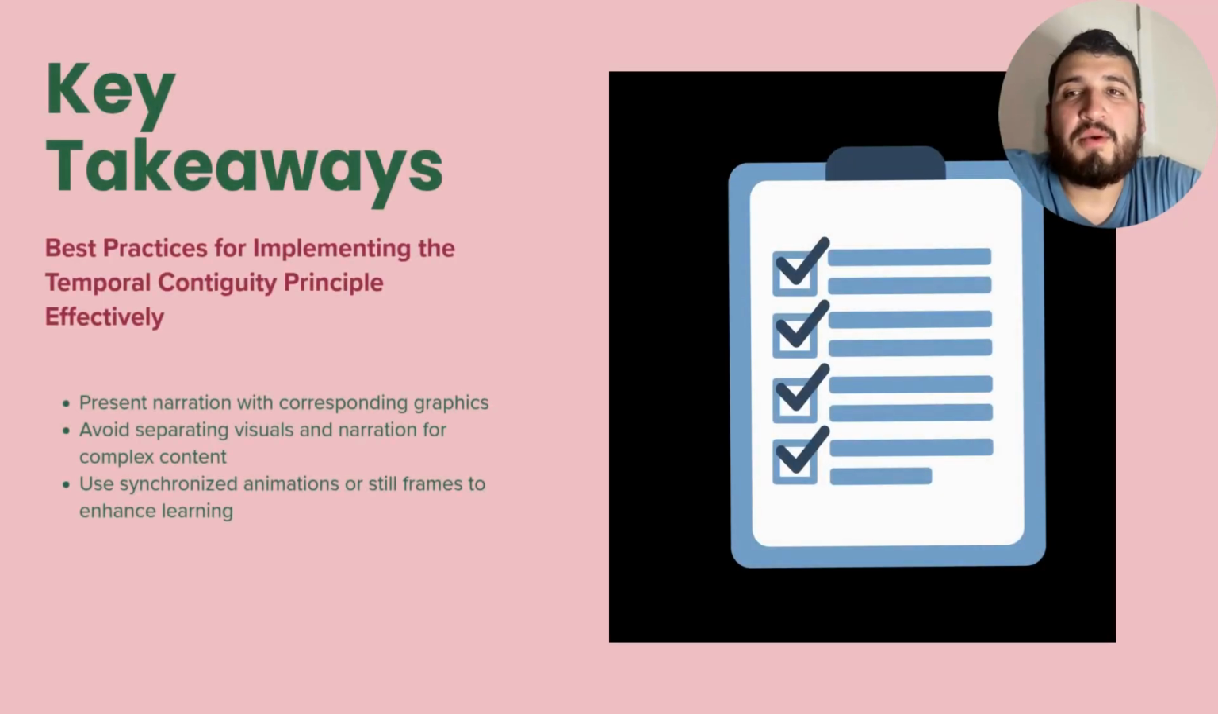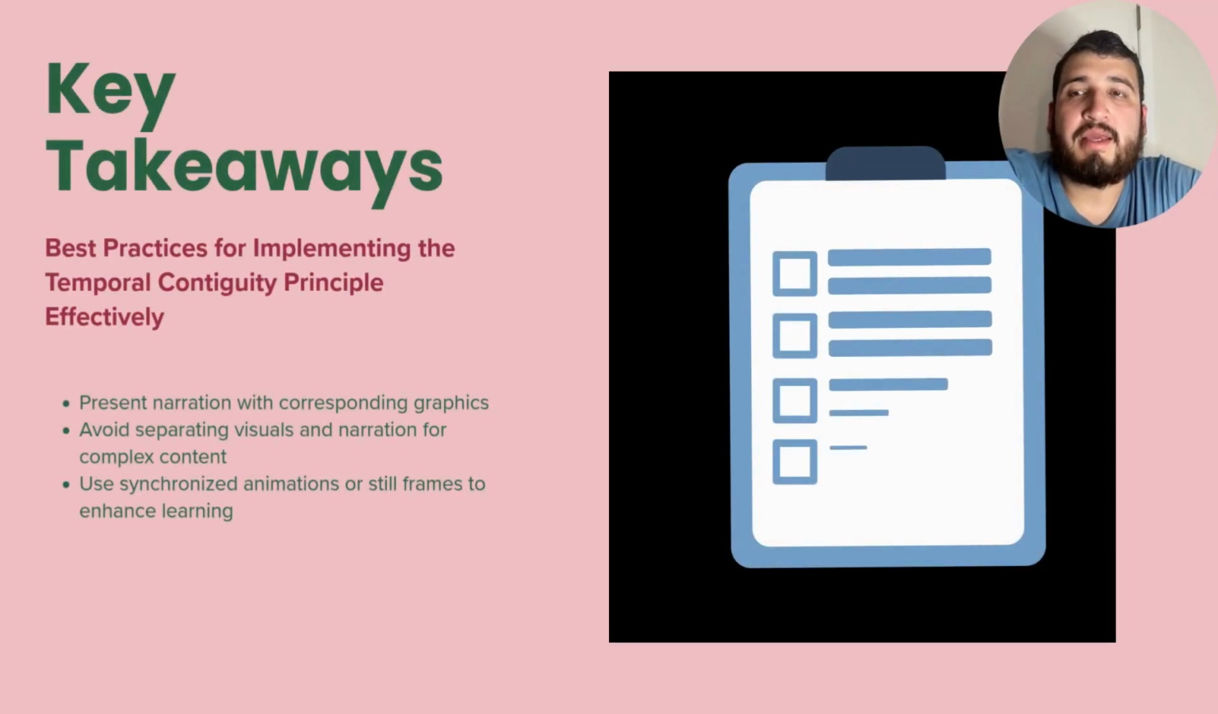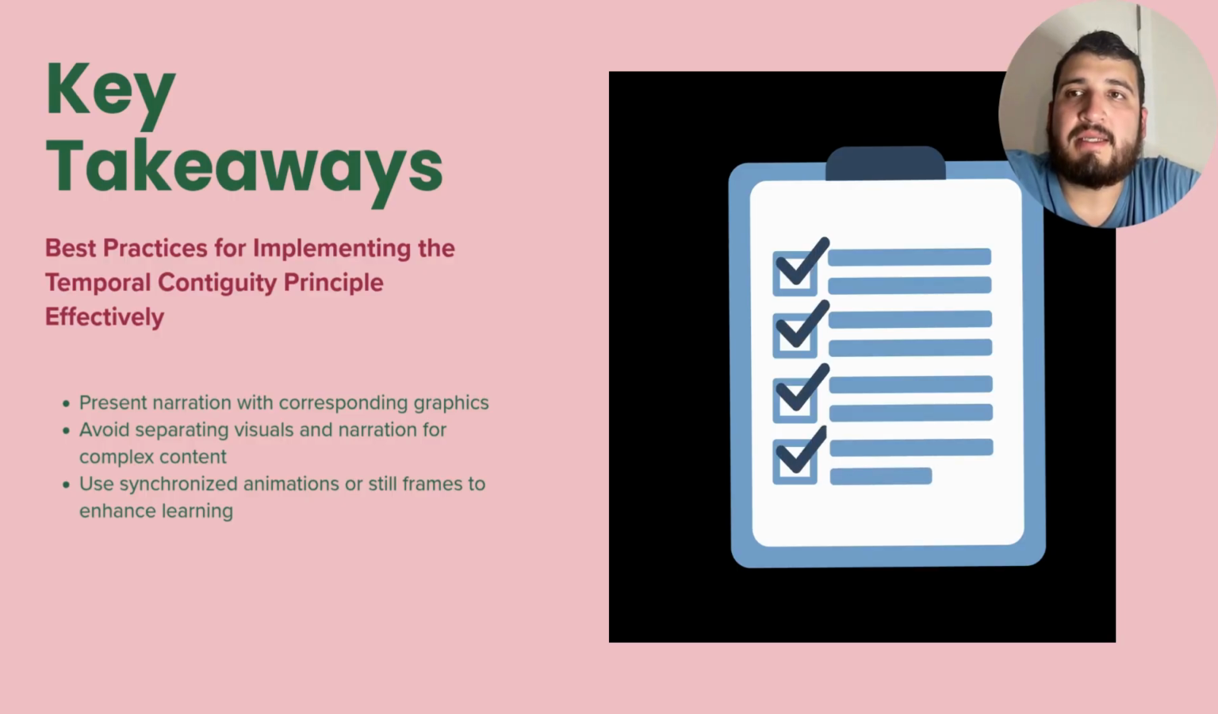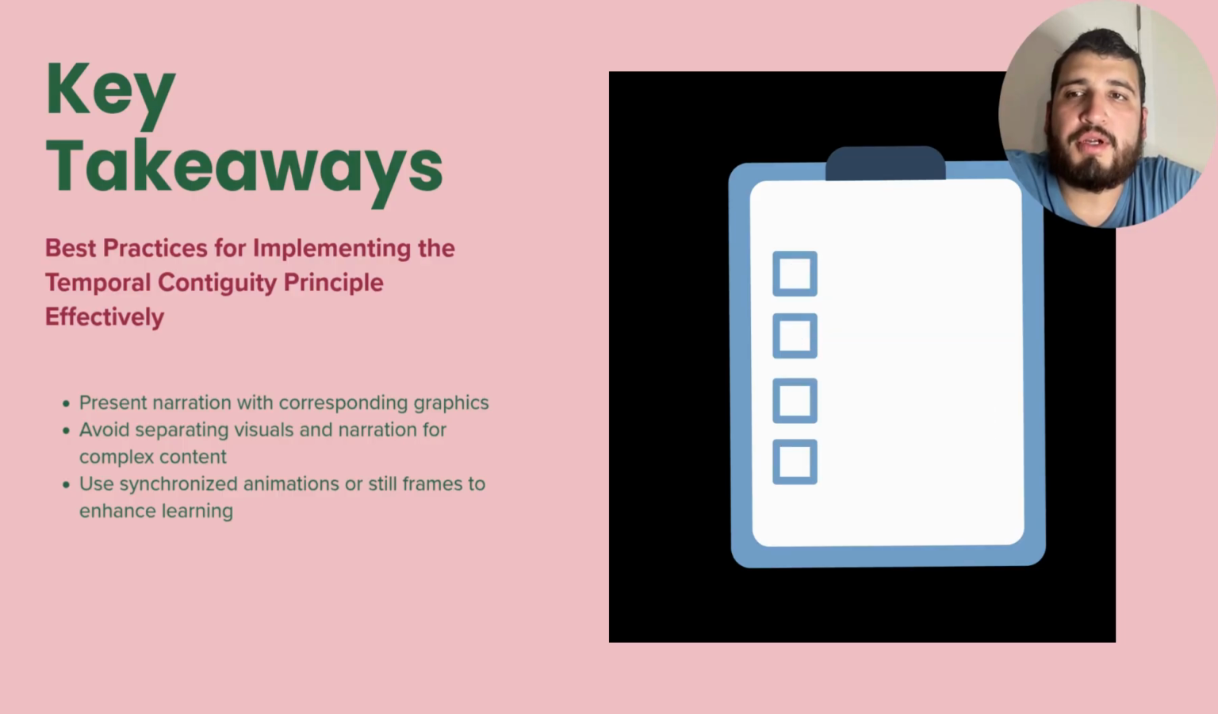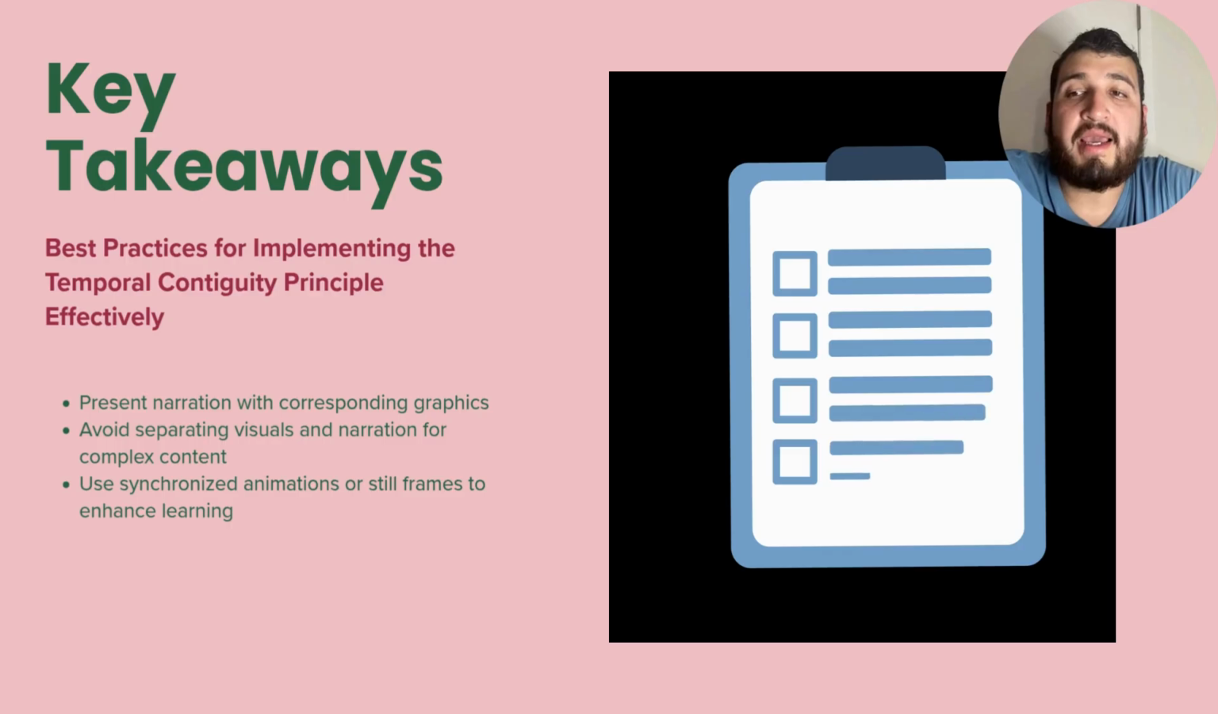So, some key takeaways, just to summarize, here are the key points. Always present narration with visuals simultaneously. Avoid separating words and graphics for complex content. And use synchronized animations or still frames to help learners make connections and retain information better.